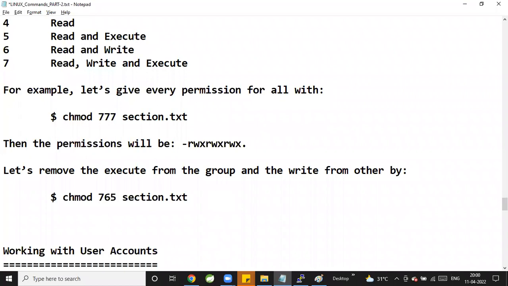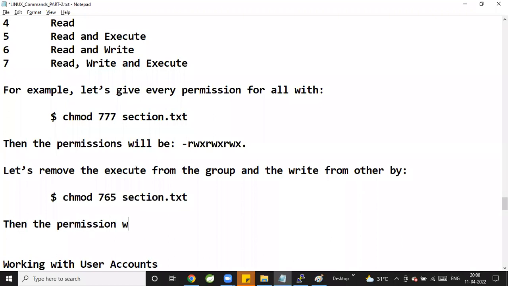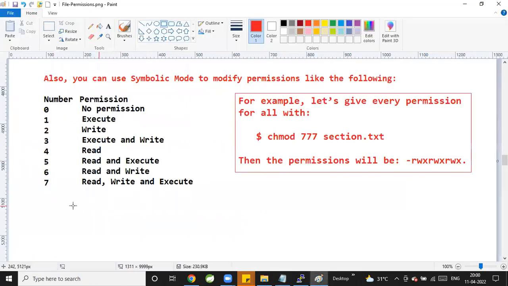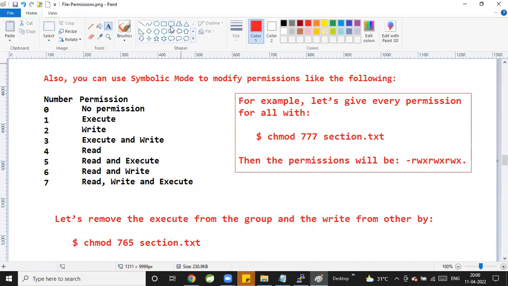765 means the permission will be read, write, execute for users. 6 means read, write, no execute. 5 means read and execute. Like this. Okay. In the interview, they will ask these questions only. Numeric permissions.